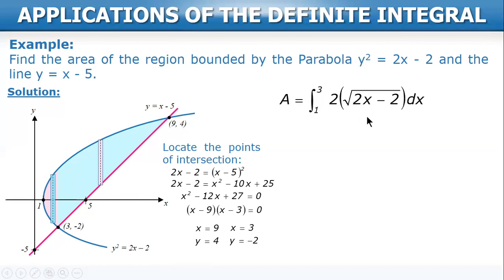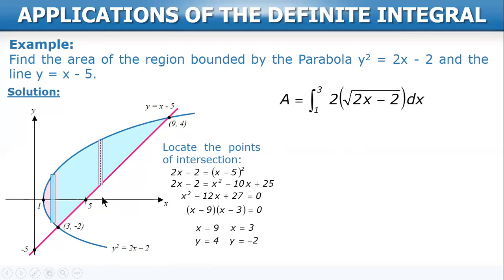Okay, this one. 2 times y. Ang y sa parabola is square root of 2x minus 2. So 2y from 1 to 3, from 1 to 3, x dx from 1 to 3.